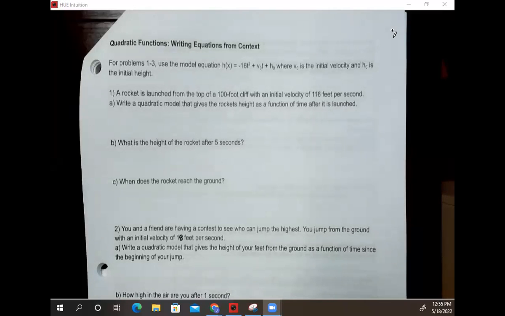We're going to continue working on our quadratic functions review for today. Again, we're on page 17 to start. We're going to look at writing quadratic functions. So we're writing quadratic models based on something.